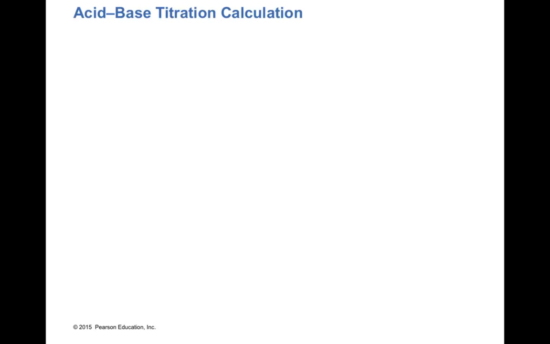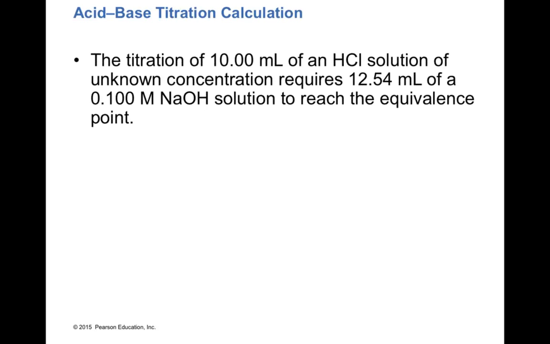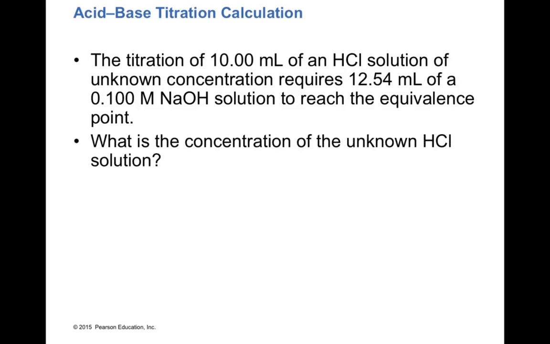So let's do the following example of an acid-base titration. The titration of 10 mL of an HCl solution of unknown concentration requires 12.54 milliliters of a 0.100 molar sodium hydroxide solution to reach the equivalence point. The question is, what is the concentration of the unknown HCl solution?